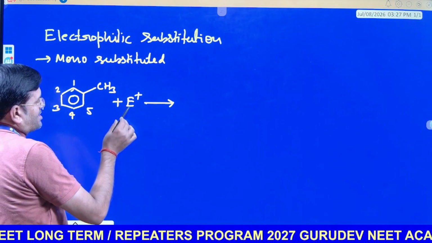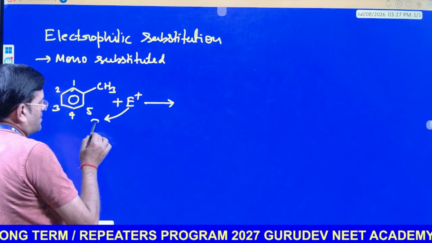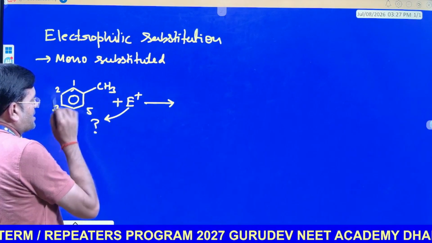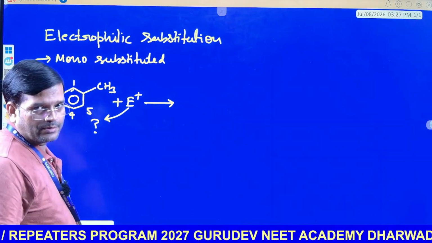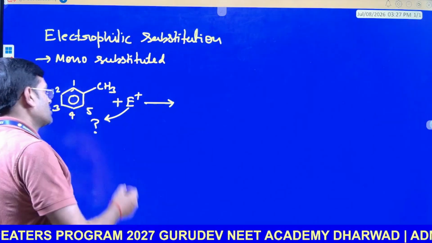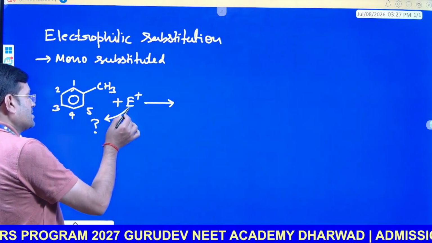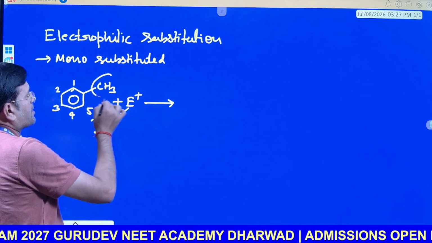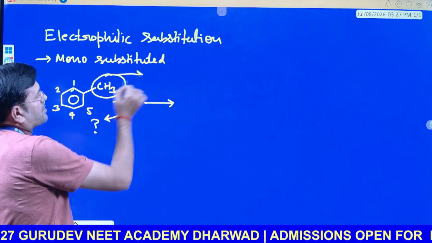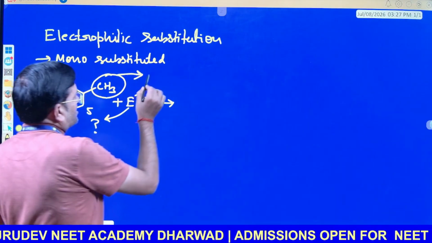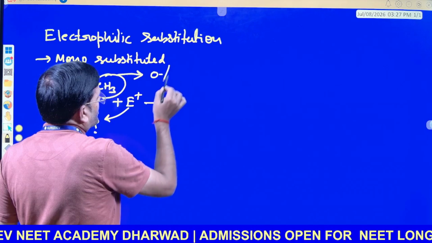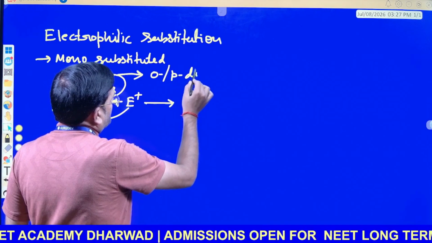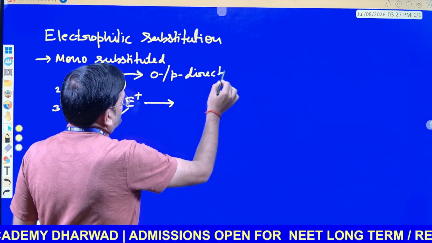So this incoming electrophile will come at which site out of all these 5, right? So that will depend, the incoming of this electrophile at all these sites will depend on the nature of this substituent. CH3 is known as orthopara directing. What does it mean?